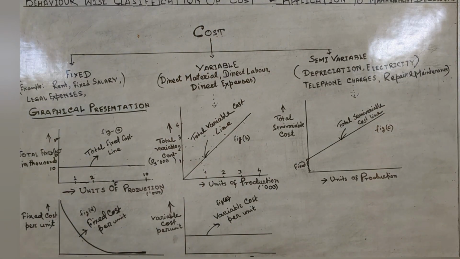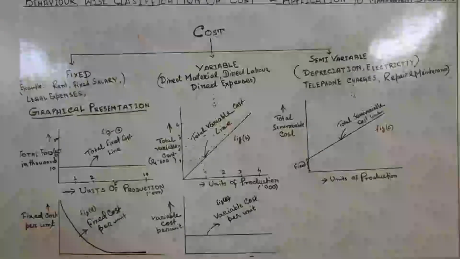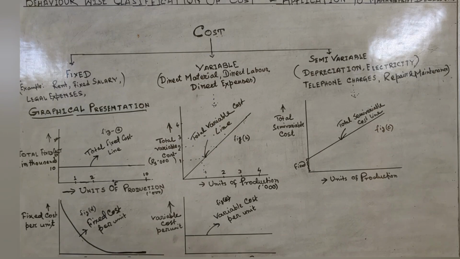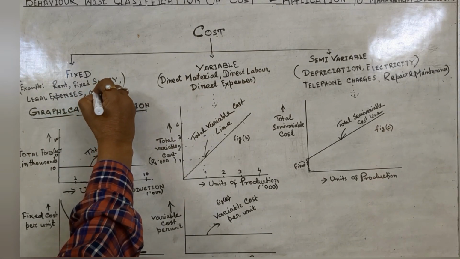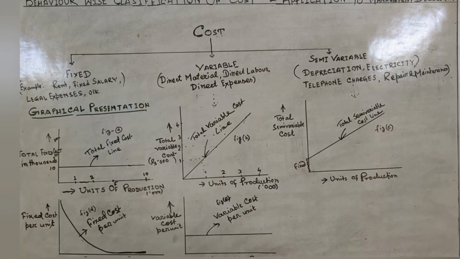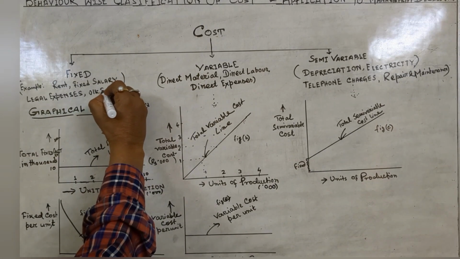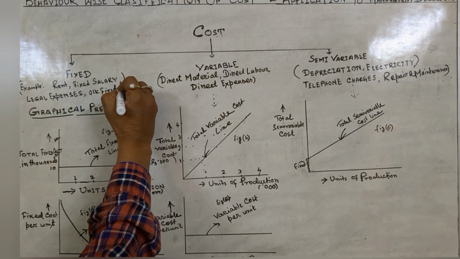Fixed cost means which cost? Rent, meaning factory rent, fixed salary, manager salary, management salary, legal expenses, and any other fixed cost which is not changed with production units. Okay.